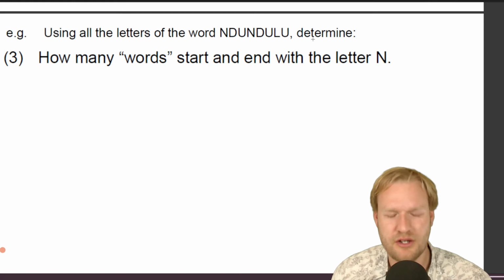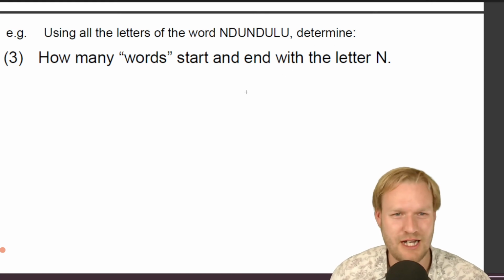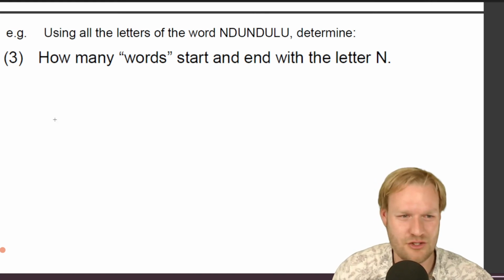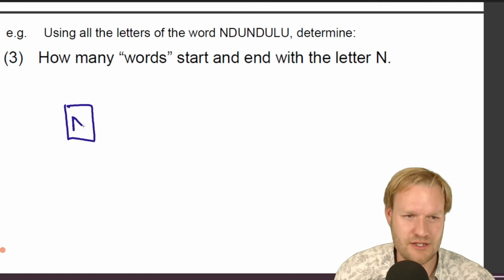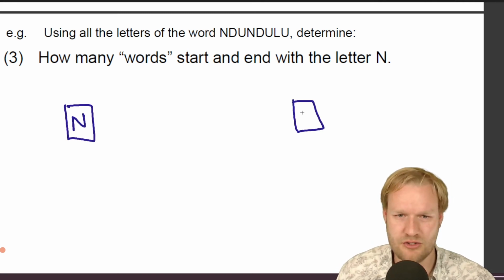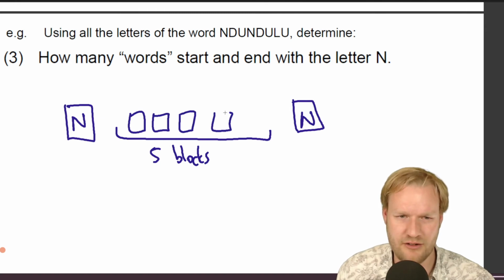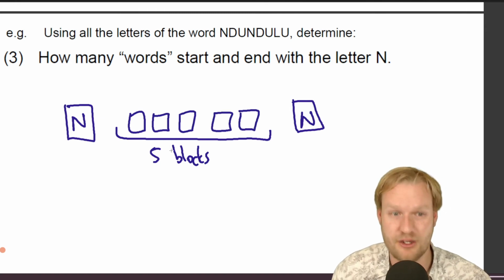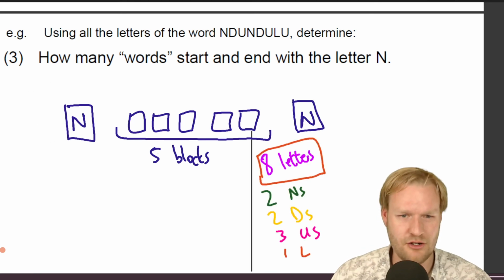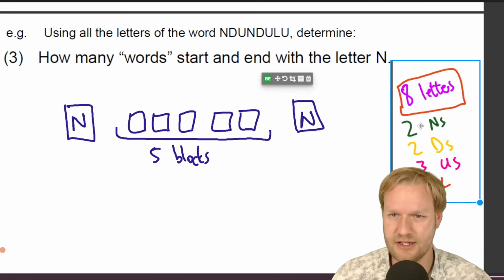Using all the letters. How many words start and end with the letter N? So in this case, our first one's N and our last one's N. So it's just these 5 blocks in the middle to fill in. 5 blocks. So if you wanted to picture the 5 blocks, 2, 3, 4, 5, we're filling in with the rest.